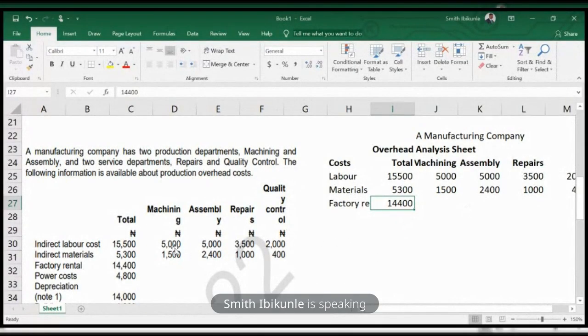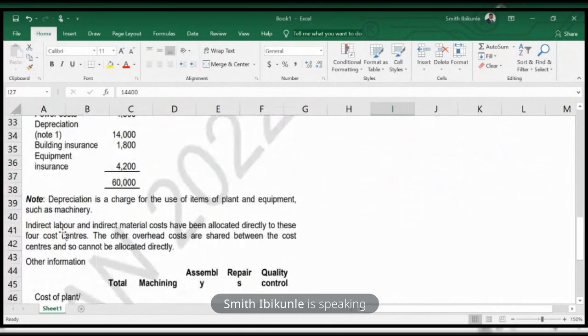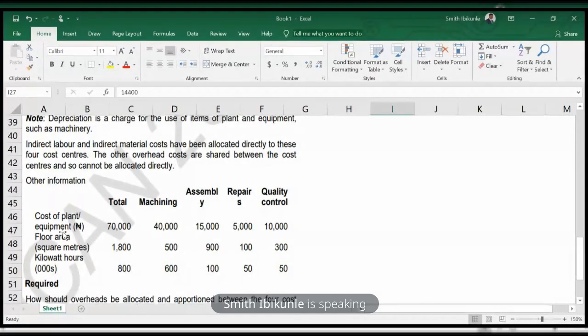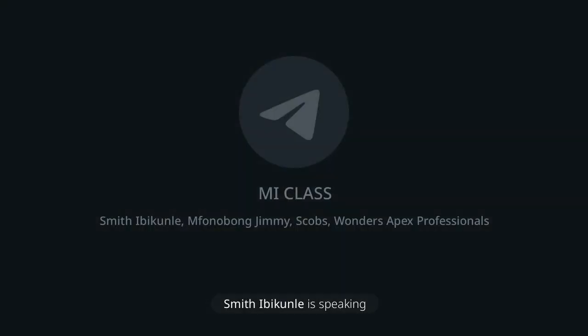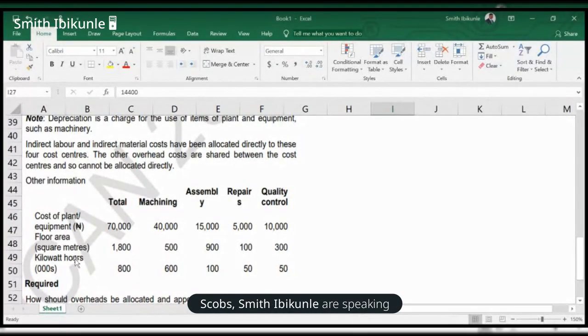So let's go to the basis of apportionment we are given in the question. This is factory rent. We want to share rent. In the question, they give us cost of plant and equipment, floor area, kilowatt hours. Which of these three is the best that we can use to share rent cost? That should be the floor area. Floor area is the best to share rent cost.